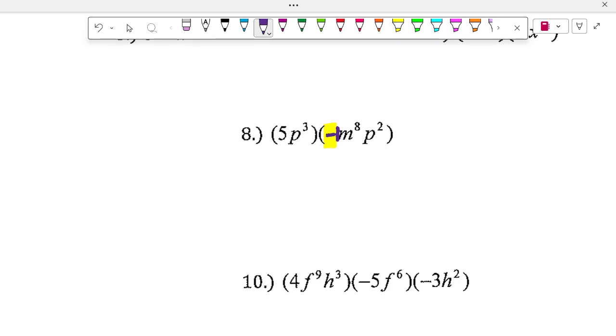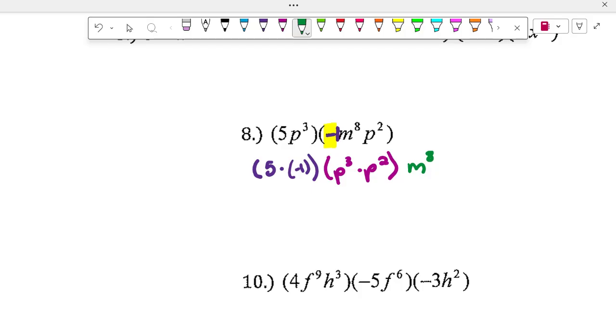So I'm going to rearrange these so that all the like bases are together and all the coefficients are together. So what would my two coefficients being multiplied be? 5 and negative 1. What's another set of like bases? The p's. So I'll do p cubed times p squared. And then the n to the 8th, it's just kind of on its lonesome, but we can't forget it.